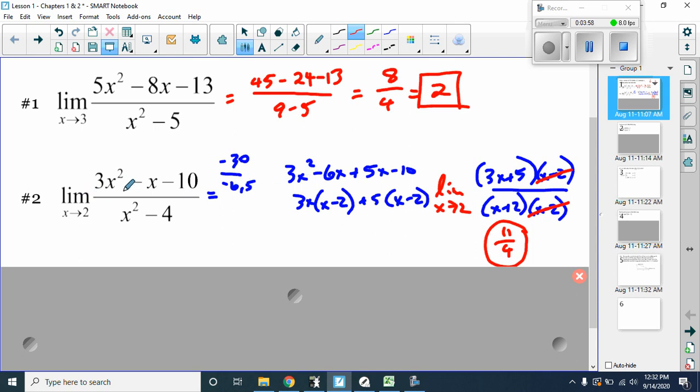You also later learned about L'Hopital's rule. When you're in indeterminate form, 0 over 0, you can evaluate the limit by taking the derivative of the top and the derivative of the bottom, and then plugging 2 in for x. So notice I get 11 over 4, same answer. Remember, L'Hopital's rule only works if you're in indeterminate form. So if you tried to use it on number 1, it would not work. It would spit out the incorrect answer. So if you're in indeterminate form, then you can use L'Hopital's rule.